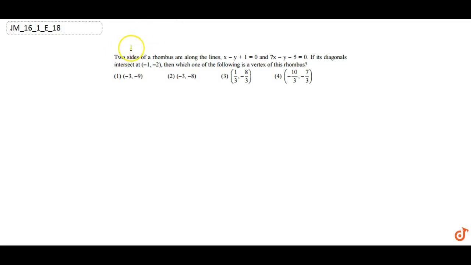In this question we have given that two sides of a rhombus are along the lines x minus y plus 1 equals to 0 and 7x minus y minus 5 equals to 0. If its diagonals intersect at minus 1 comma 2, then we have to find one of the other vertices of the rhombus. Let's draw the lines first.